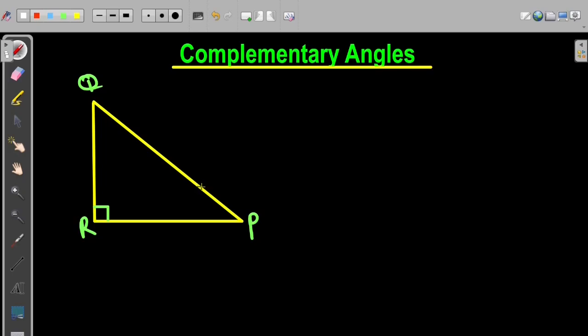In this video, we learn about the concept of complementary angles. Complementary angles are two angles which add up to 90 degrees. Now, let us consider the right angle triangle given to us.